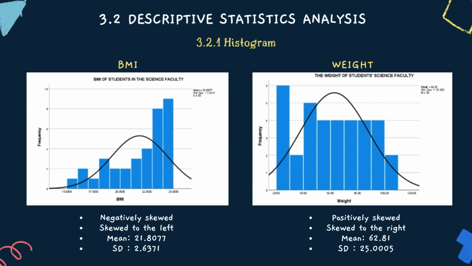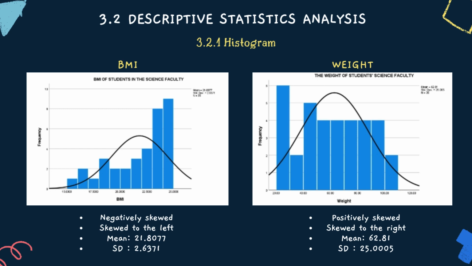Descriptive statistical analysis based on the histogram graph, which represents the BMI of students in the science faculty. The highest BMI is 25 kg per meter square and below, and the lowest BMI is about 15 kg per meter square and above. The histogram indicates that the distribution is negatively skewed. This means that the distribution is skewed to the left. The values for the mean and standard deviation are 21.8077 and 2.6371 respectively.